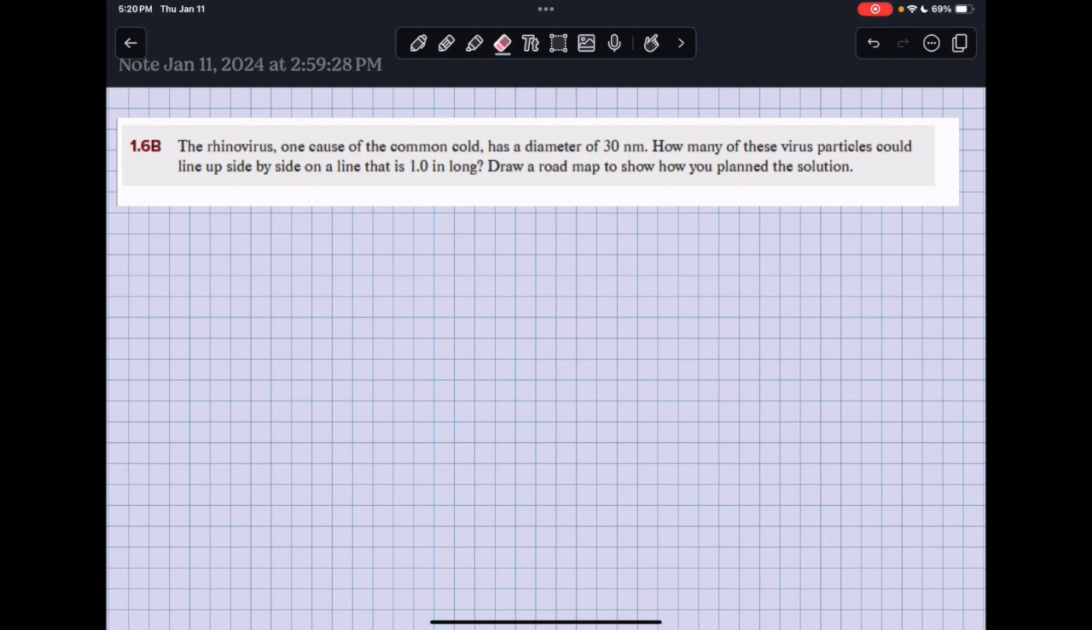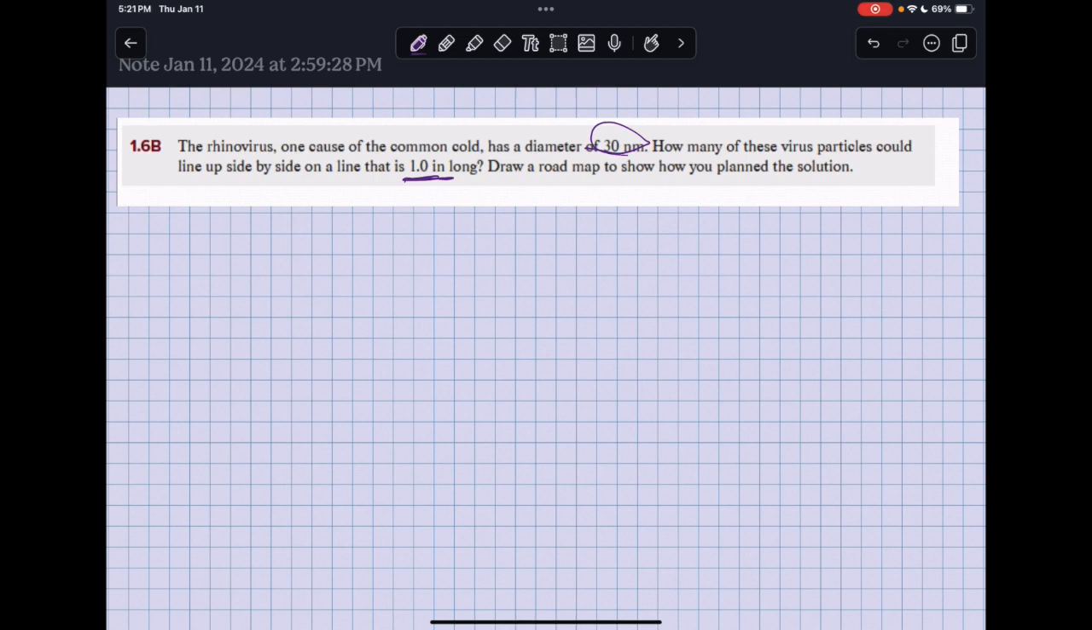Alright, so what we've got here is this problem where we've got a rhinovirus that is responsible for the common cold that has a diameter of 30 nanometers. All right, so that's a key bit of information. And what we're trying to do is figure out how many of these particles we can have side by side on a line that's 1 inch long. So how are we going to approach this?